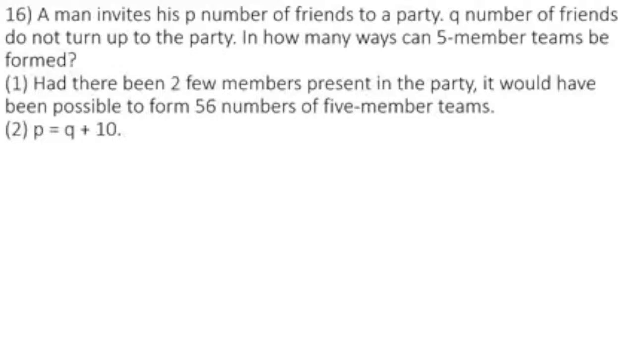So guys, remember, of the people he invited, Q members did not turn up. When they did not turn up, the number of people present is P minus Q. In that, how many ways can I form 5-member teams? P minus Q C5 ways to form 5-member teams here.